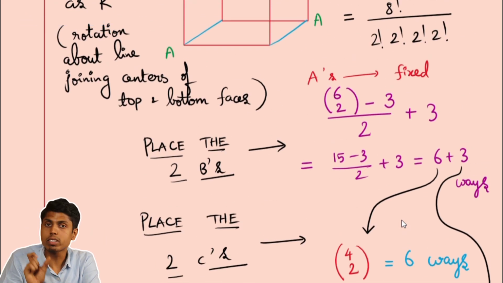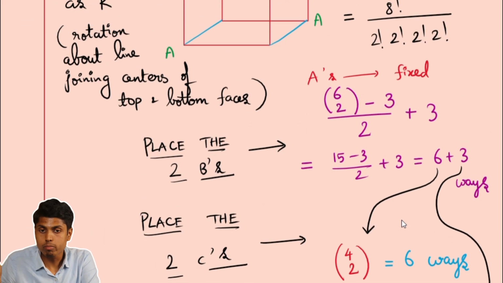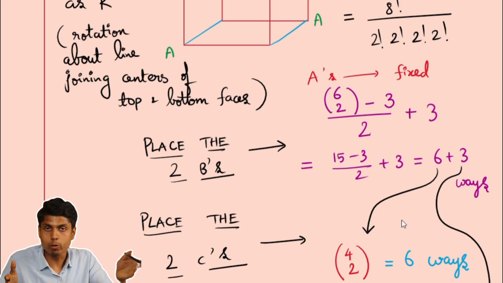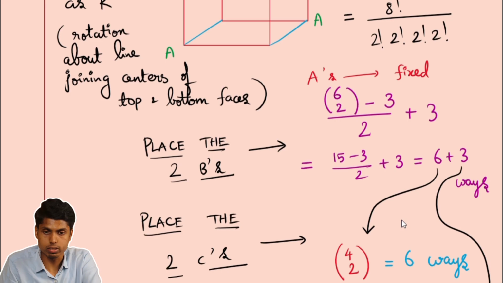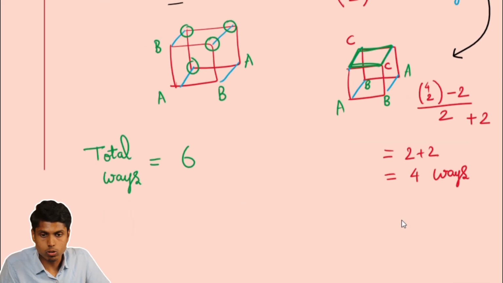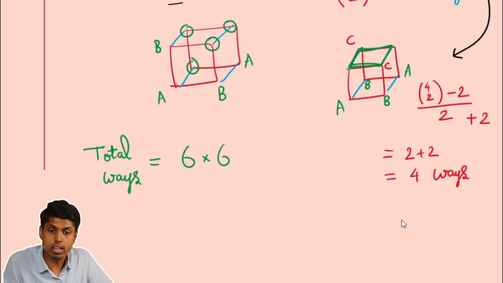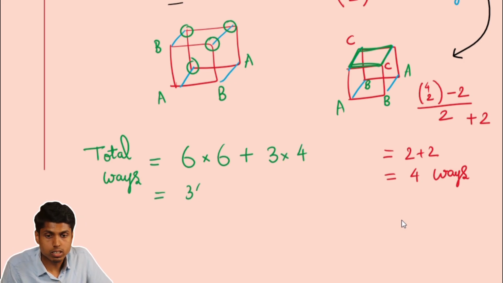So remember, I am fixing the A's in the bottom left and the bottom right corner of the bottom face, and in the top right corner of the bottom face. So totally there are 6 ways for the 2 B's. In that you have 6 other ways to place the 2 C's. And for the 3 distinguished ways to place the 2 B's, you have 4 ways to place the 2 C's. This gives us 36 plus 12, and that's 48. So this is the final answer.